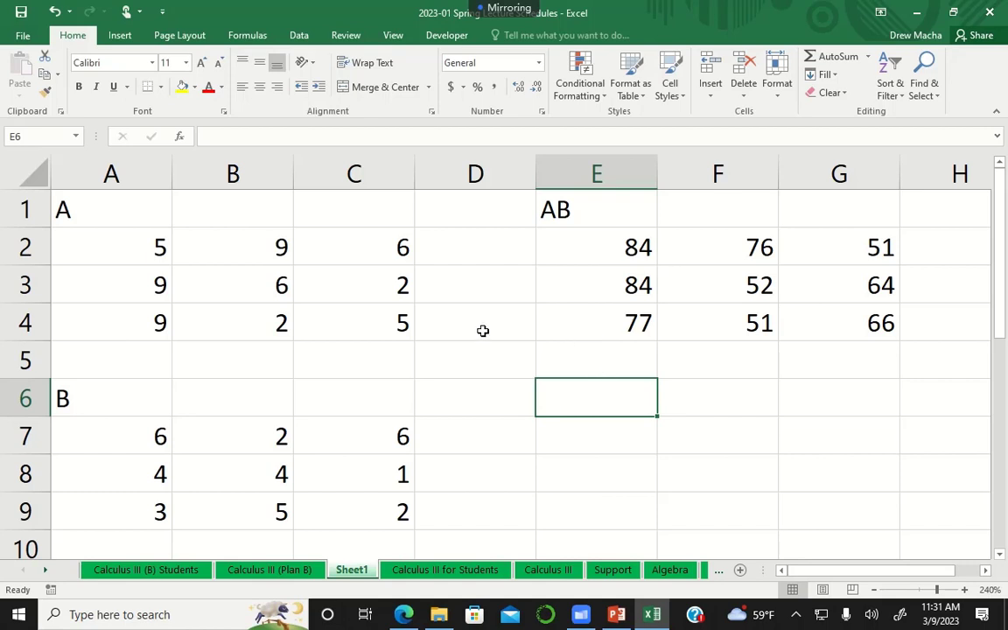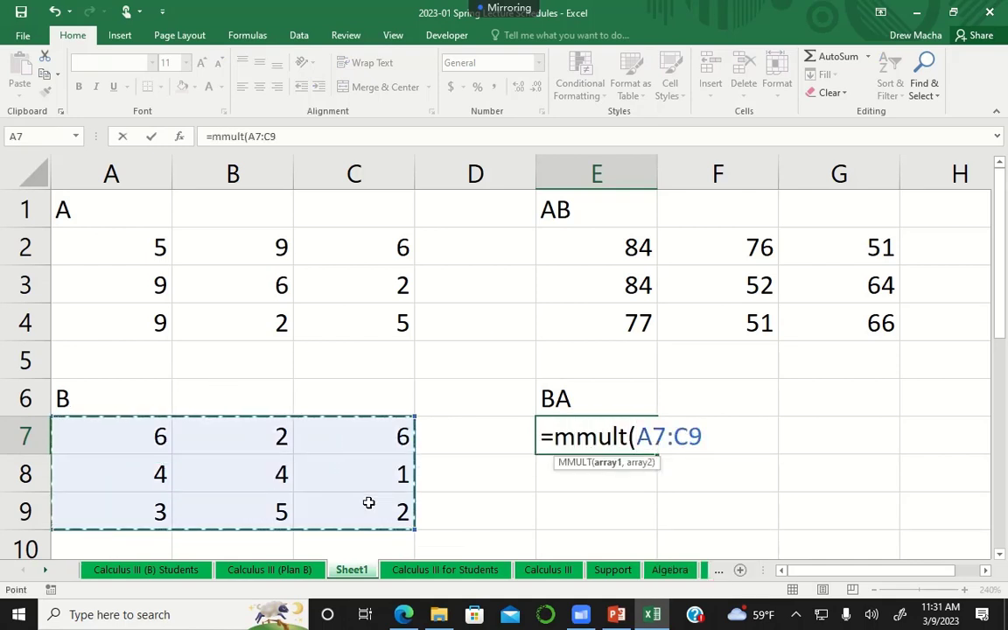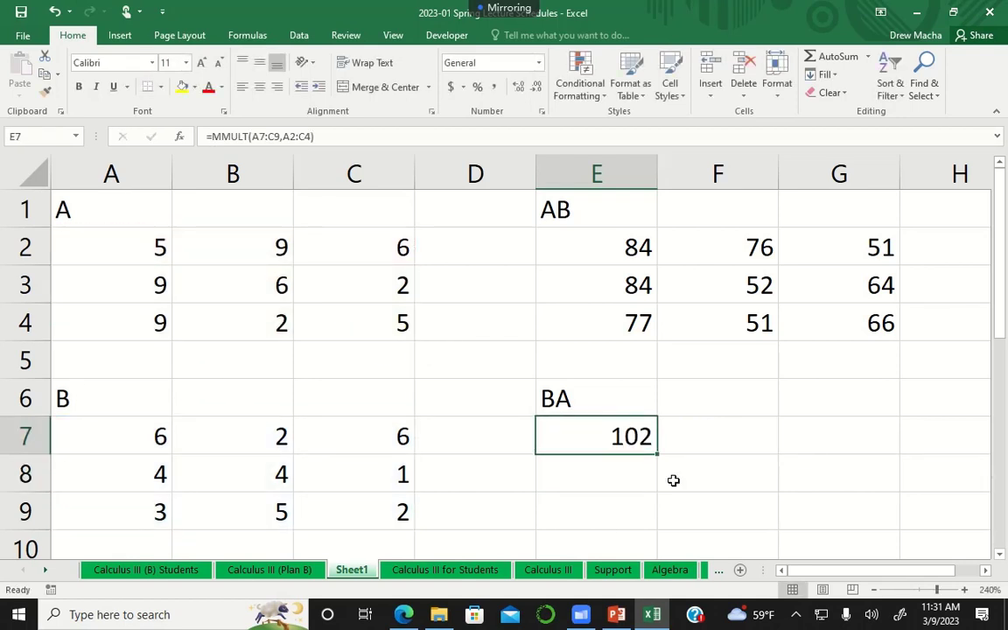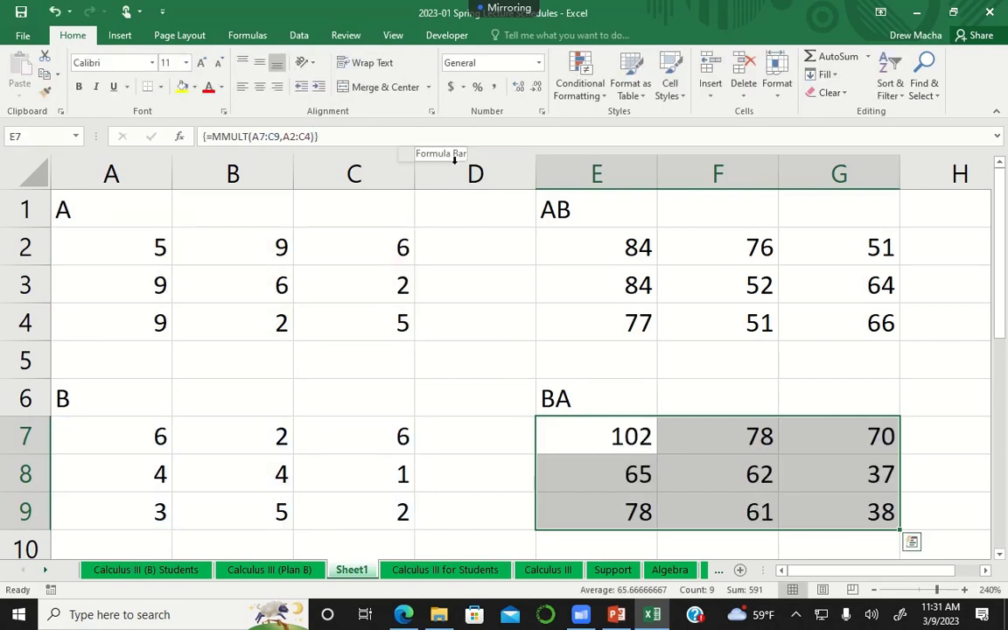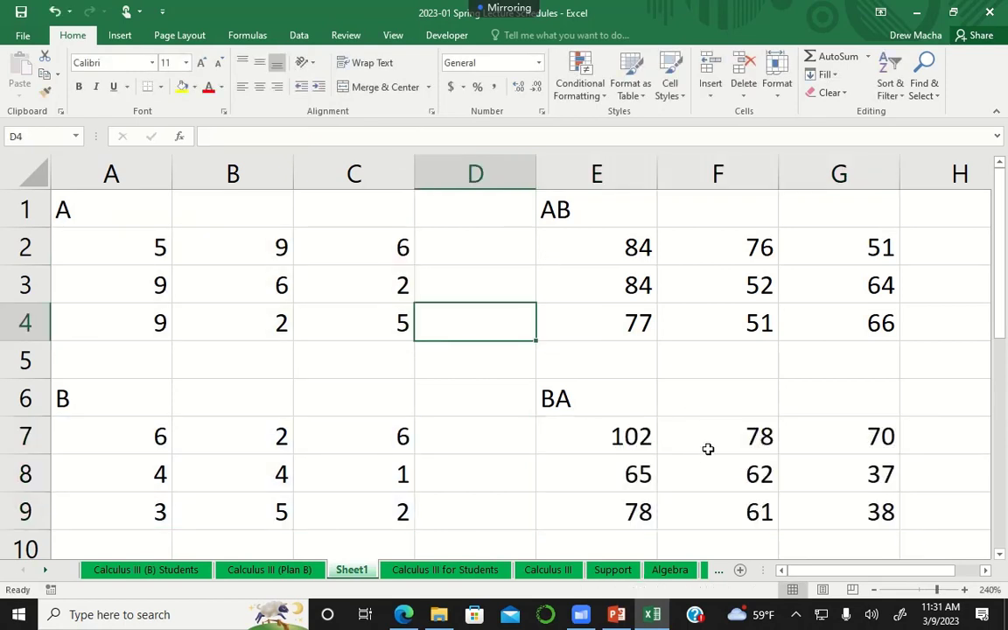If I want the product B times A, same thing, I type in equals MMULT for matrix multiplication. This time I select B first, comma, and then select A, and then I hit Enter, and then I select the 3 by 3 region here, and then Control Shift Enter, and it gives me another matrix product. But notice that these are not the same, and the order of matrix multiplication really does matter.